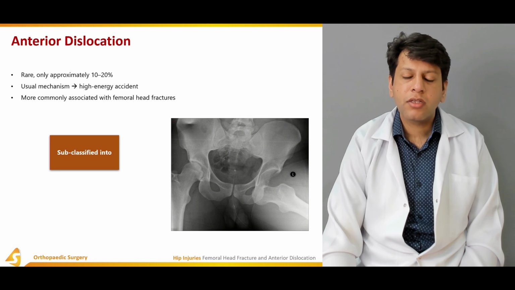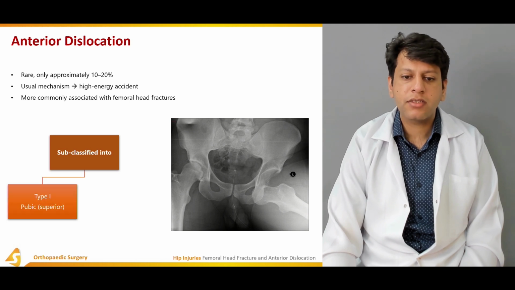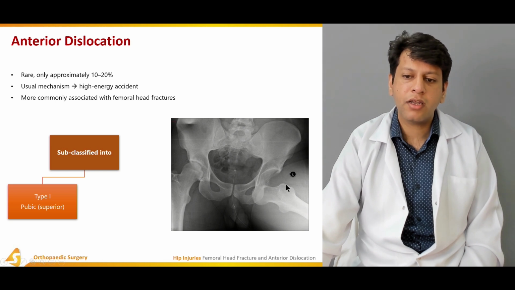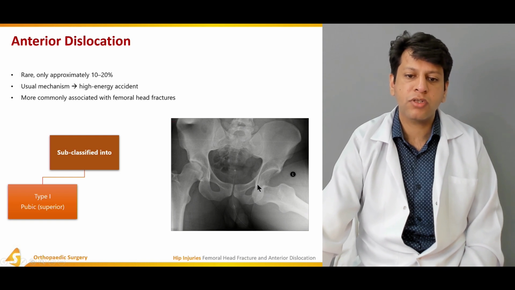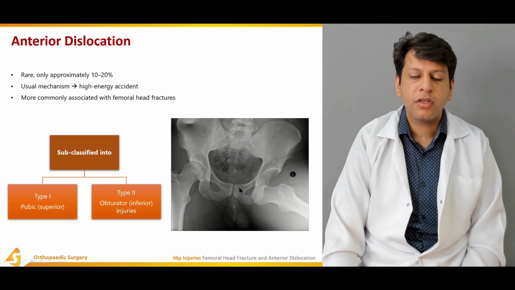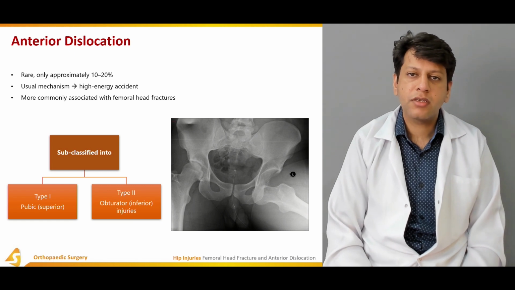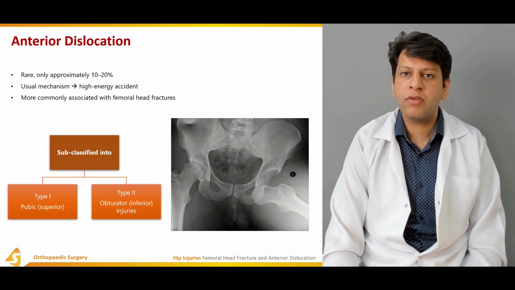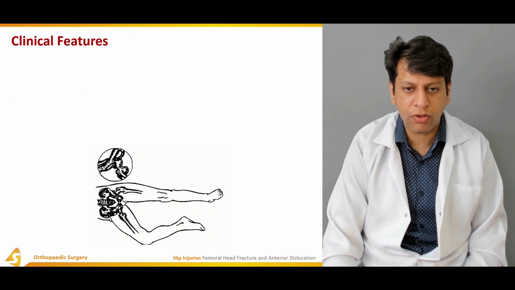It can be subclassified into two types. If you see over here, again the Shenton's line is broken. This could be inferior, going into the obturator foramen, or superior, which is lying above the superior pubic ramus, or suprapubic. Now, the usual mechanism in this case is that the leg is extended, abducted, and externally rotated at the time of injury, which results in anterior hip dislocation.